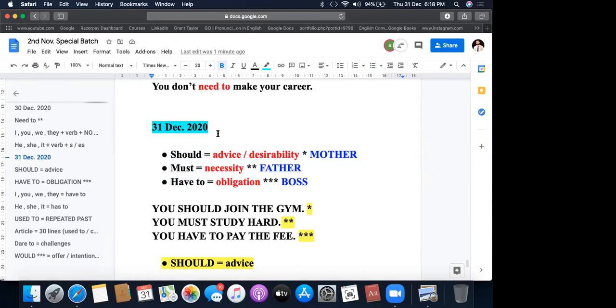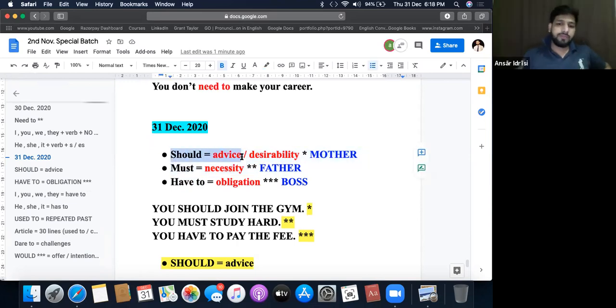All right. Point number one. Should. What is the mood of should? Advice. We are using should for advice. Whenever we are advising someone, whenever we are suggesting something, for suggestion, for advice, we are going to use should.